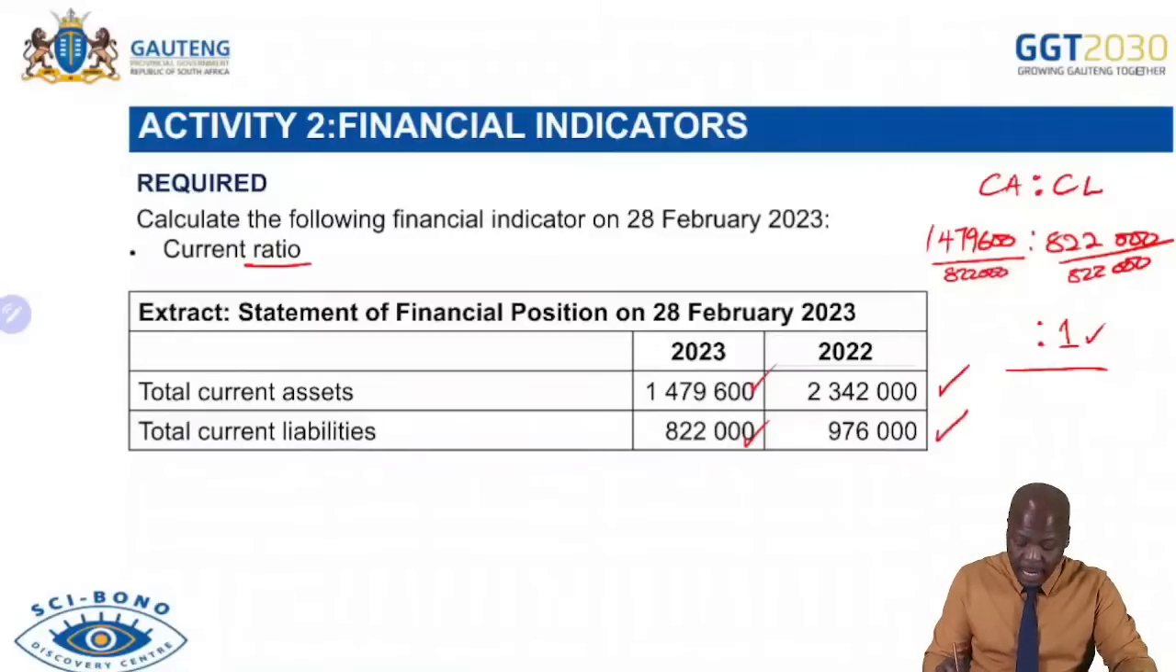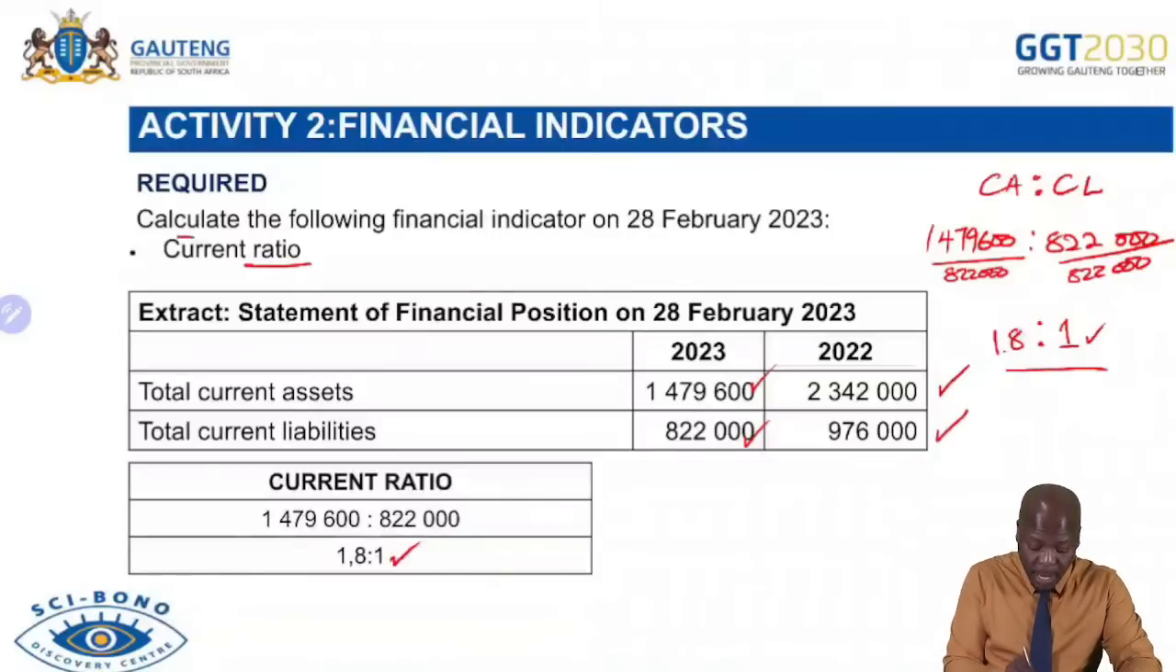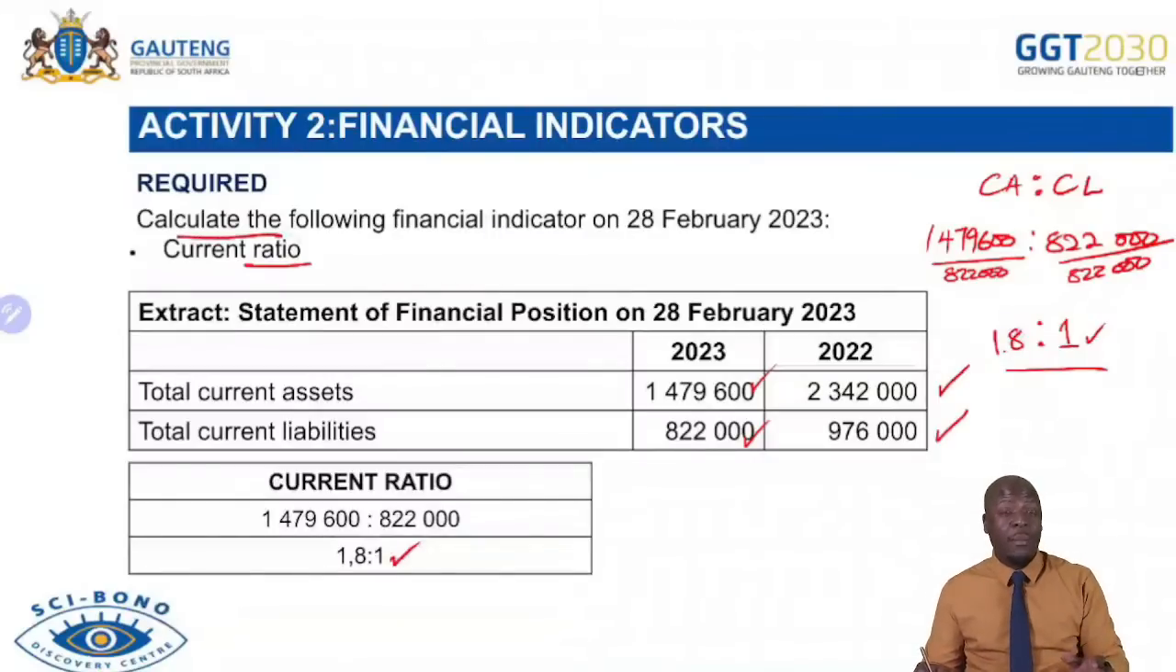And if you punch that in your calculator, you will get 1.8. So your answer then becomes 1.8 as to 1. As you see here, that is your current ratio. In this question, the demand was calculate, so that is what we are doing. If we are going to analyze and comment, we'll do it later. But the demand at this particular point is calculate, and we have done exactly that. Let's go to the next one and see what else they want us to do.